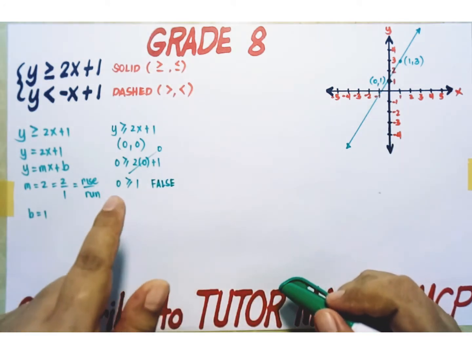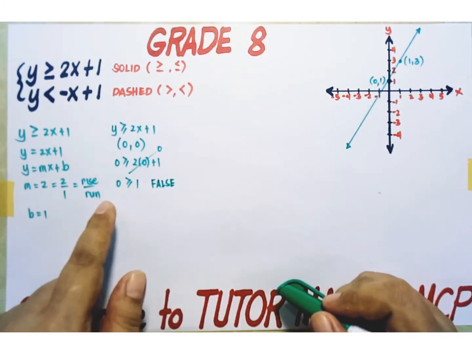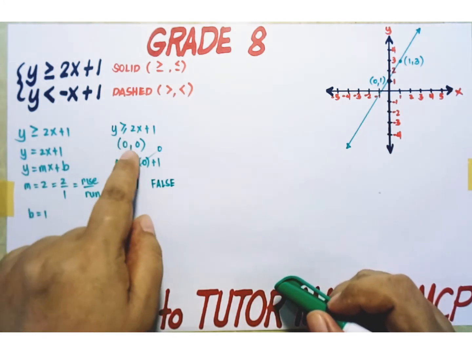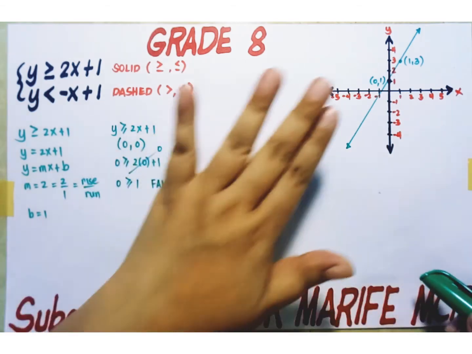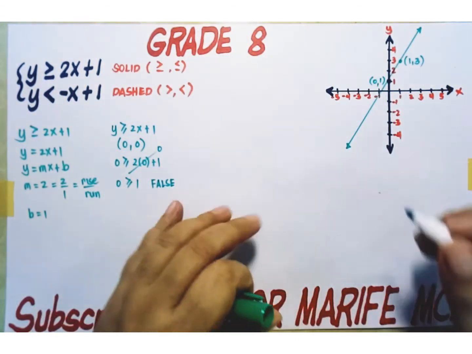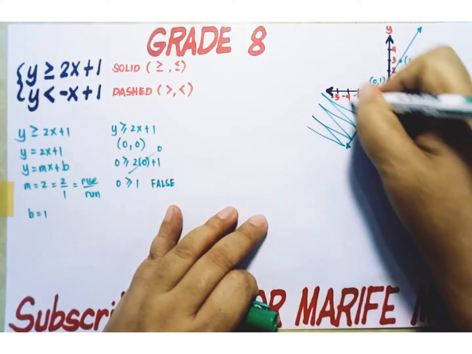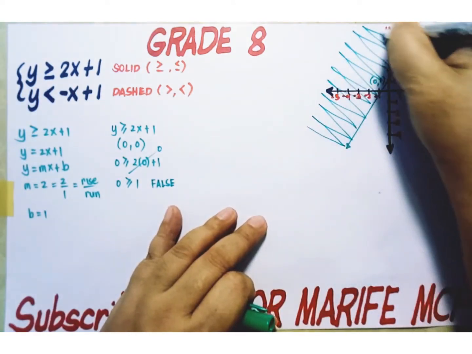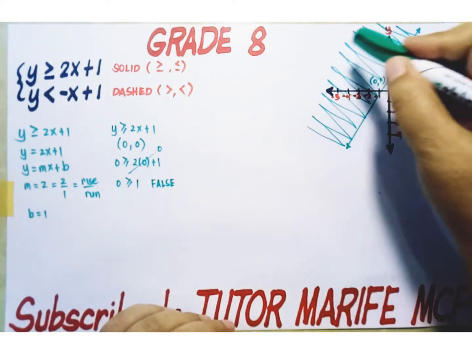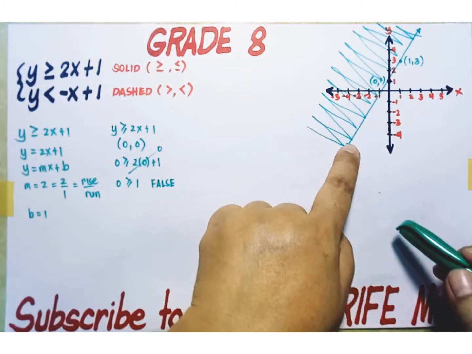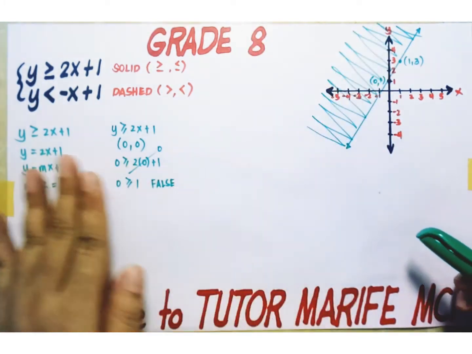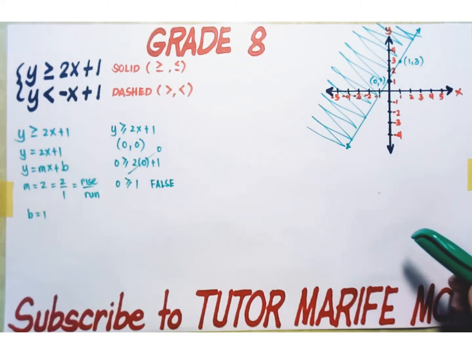If this is a false statement, it means that we are going to shade the half plane that does not contain the origin. This is the half plane that does not contain the origin. This shaded half plane, including the points on the solid boundary line, represents the solution set of the first inequality.